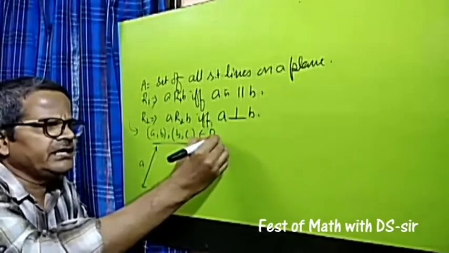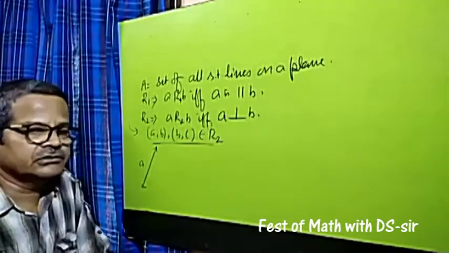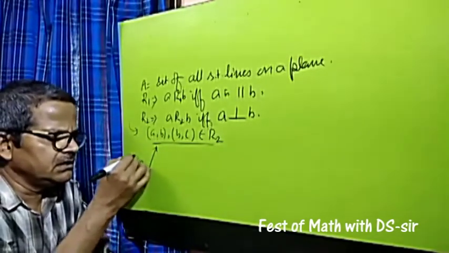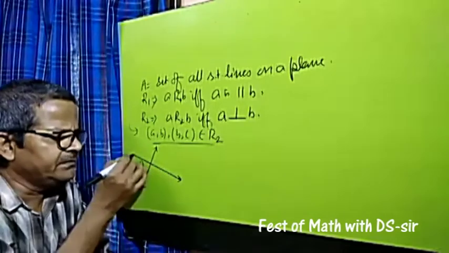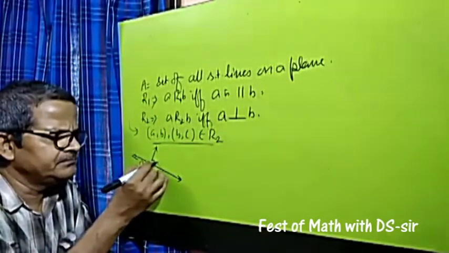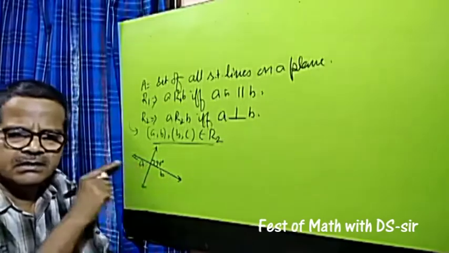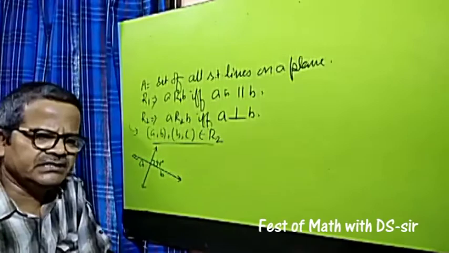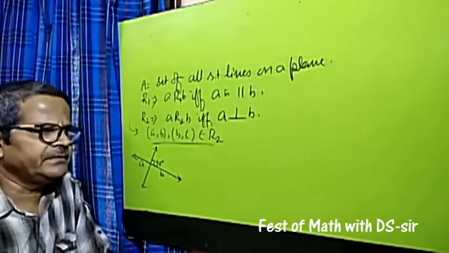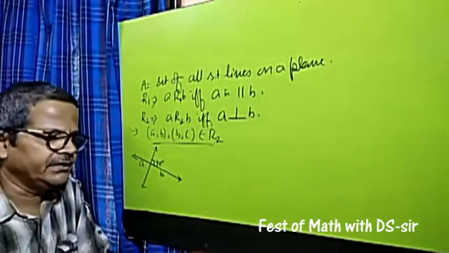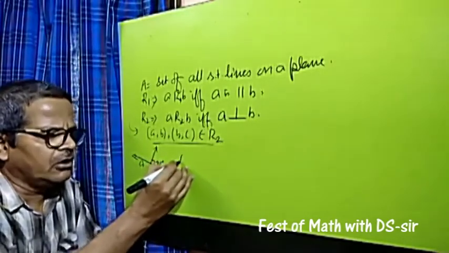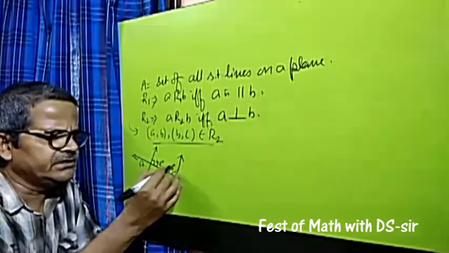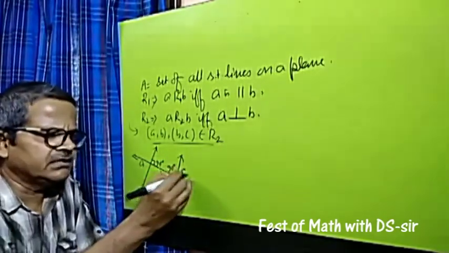Let AB and BC belong to R2. So the lines A and B are perpendicular, lying like this. Now see, BC belongs to R2. That means B and C are perpendicular. So I have to draw the line C making a 90 degree with the line B. So this is our C.